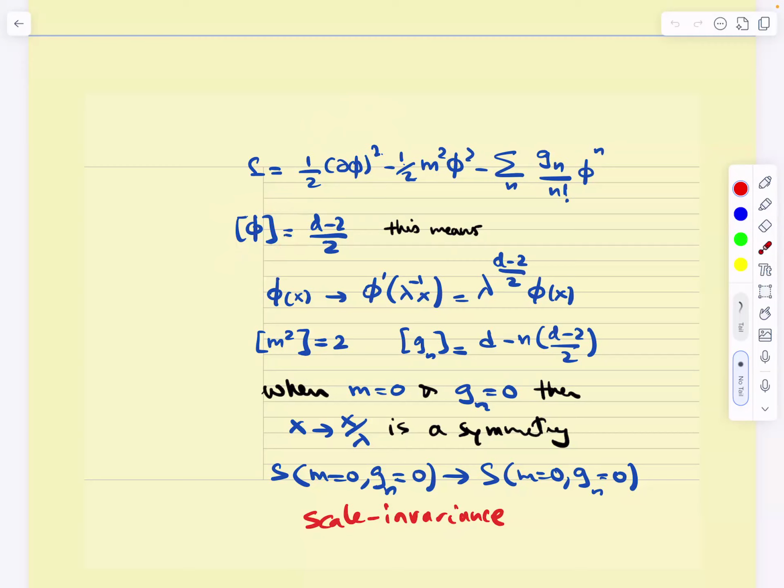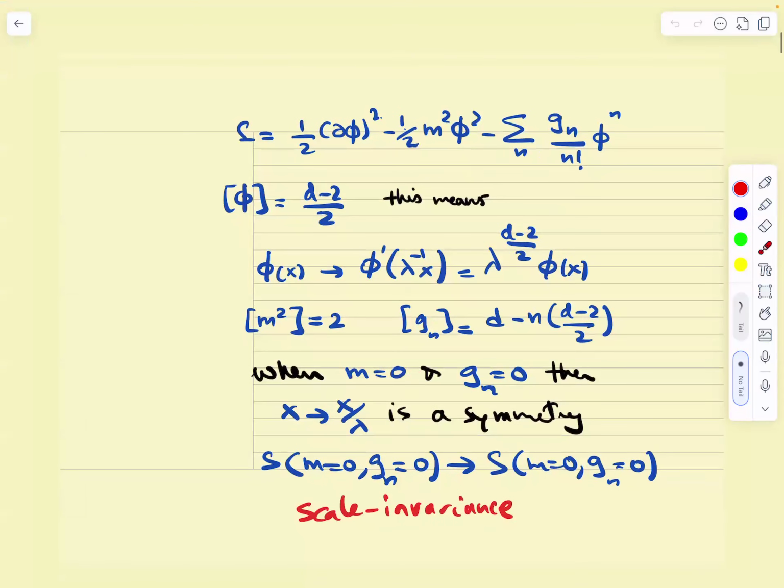So it means that under scaling transformation, phi of x becomes phi prime of lambda minus 1 of x, which is lambda to the power of (d minus 2) over 2 times phi of x. So it's a scaling field. m squared, of course, has dimension 2, and I'm writing a generic polynomial, which is analytic, so I can expand it in a series, and the G n term will have dimension d minus n times (d minus 2) over 2. This is the coefficient of the nth power in the polynomial.